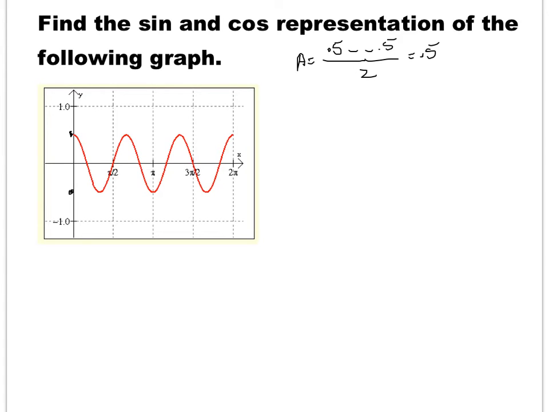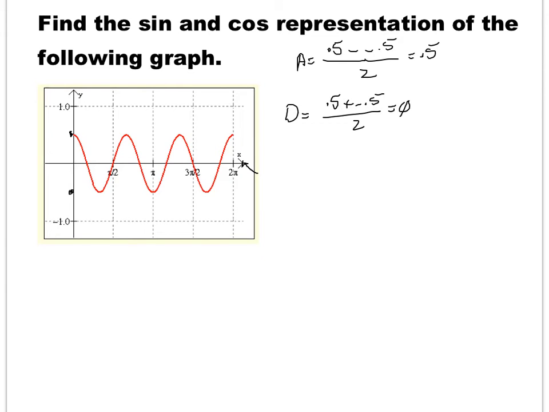Now, the next thing I'm going to find is D. I told you D is, instead of subtracting the max and min, we are going to add the max and min. So I'm going to say 0.5 plus negative 0.5 divided by 2 is going to give me 0. This means that the x-axis is going to divide the graph in half, upper half and lower half. This is what we call the axis of horizontal, which is this line now.